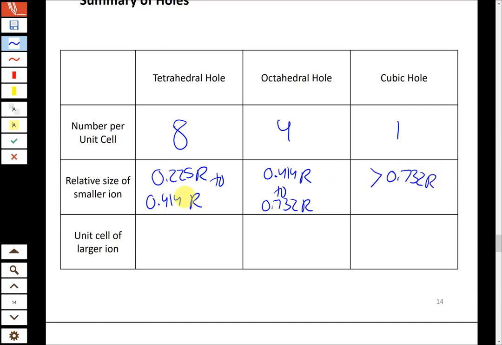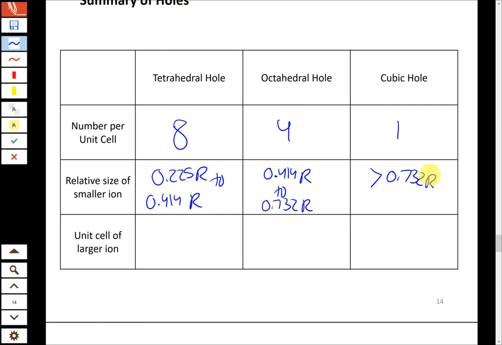So there's always going to be a range of values that are possible. So you're not going to usually have exactly 0.225 or exactly 0.414, but if it's anywhere in that region, you can fill the tetrahedral holes. If it's anywhere in this region, you can fill octahedral holes. And if it's bigger than 0.732 in relative sense, then you'll start filling the cubic holes. So there's always a range of values.